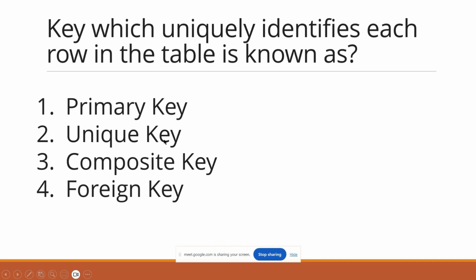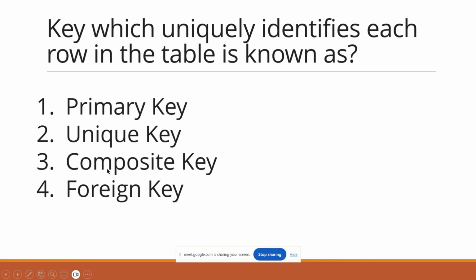Unique key means you can have null values in it, but there will be no duplication. Because each customer will have a unique phone number, right? But you can have null values in a unique key. That is the difference. In a primary key you should not have a duplication and you should not have a null value. In a unique key you should not have a duplication but you can have null values here.